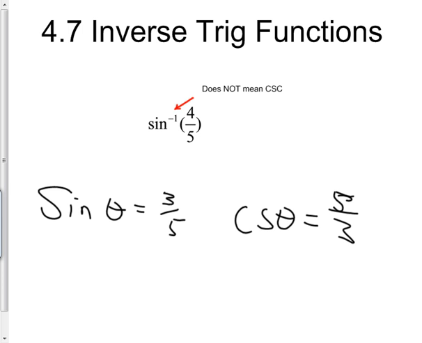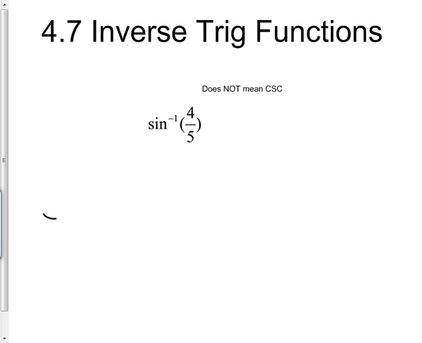Well, this is not a cosecant. A lot of people think that because they think, oh, inverse, that means like flipping, and that's kind of what's happening here. But that's not what it means. So that's the main thing I want to get across there: this is not cosecant. And if you saw inverse cosine of something, that does not mean the one that goes with cosine, which is secant. It does not mean secant. Totally different. Okay, so what does it mean?